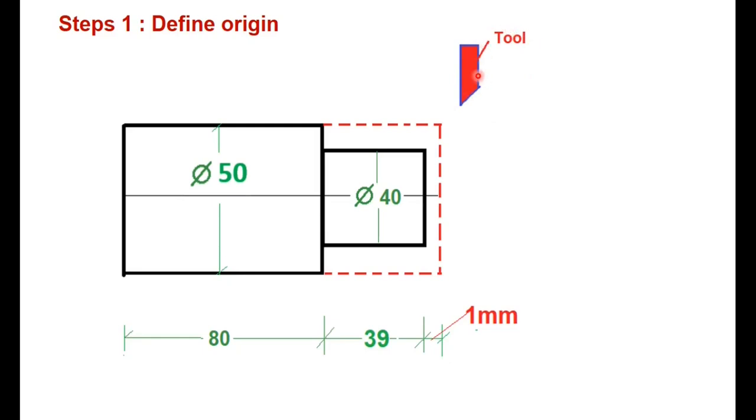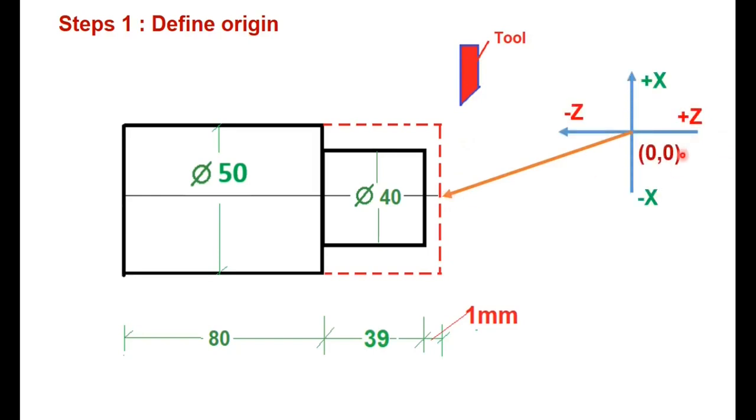Okay, so what happens, I will define my reference 0 0. You can see plus Z, anything from this point towards the right, anything towards the left it is minus. This side it is plus X, this side it is minus X. Okay, so before going to the actual program, let's see some of the steps of how it is done.